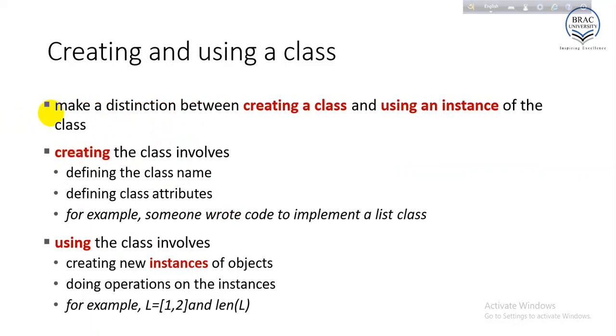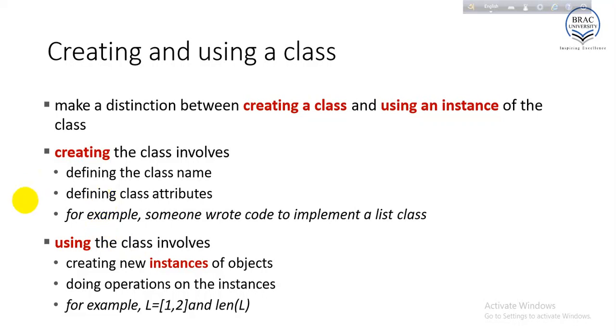Now there are two things we need to remember: we have to first create a class. When we want to create a new class for ourselves, we have to first create a class and then use an instance. But the classes we have already seen, lists or integer or floating point, are classes that are built in. So the creating part has been done, and now we are just using them. But if we want to create a class, we can also do that.